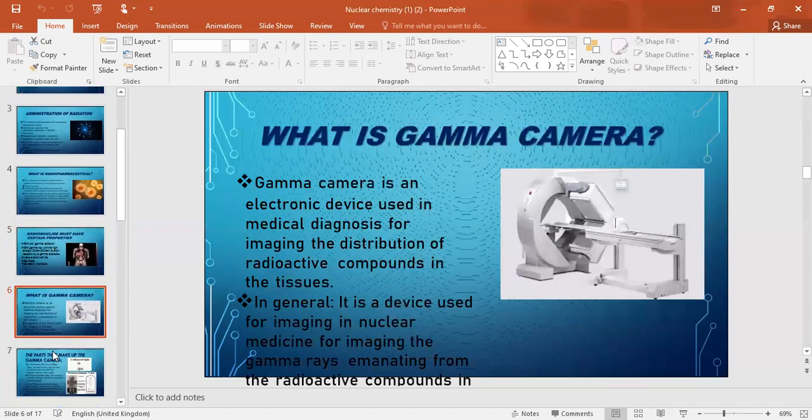What is a gamma camera? Basically, a gamma camera is an electronic device used in medical diagnosis for imaging the distribution of radioactive compounds in the tissue. In general, it is a device used in nuclear medicine for imaging the gamma rays emitted from the radioactive compounds.